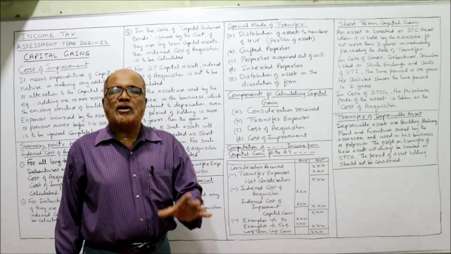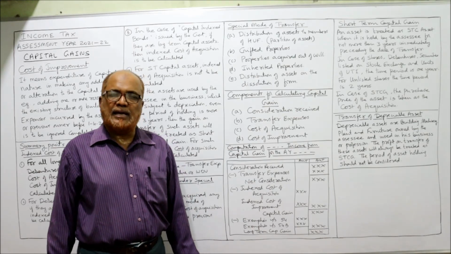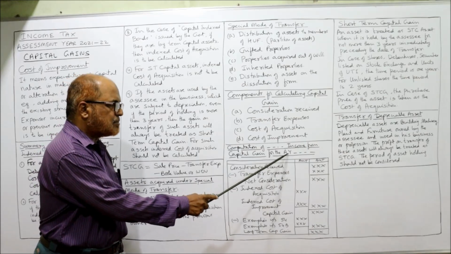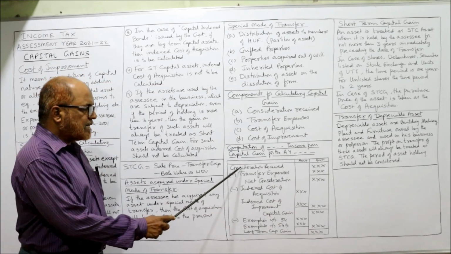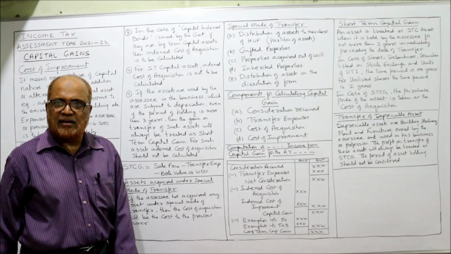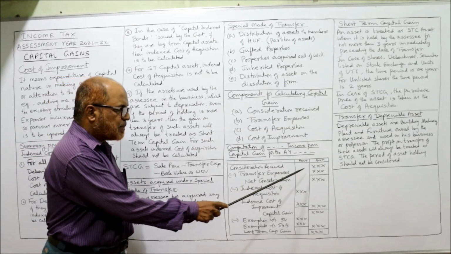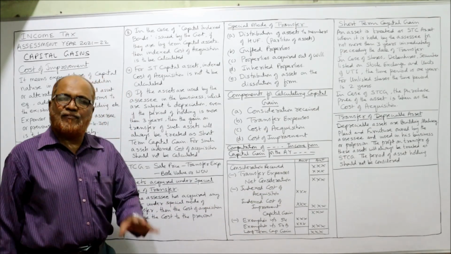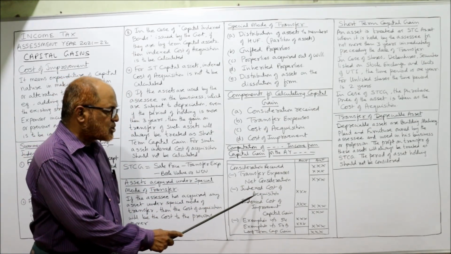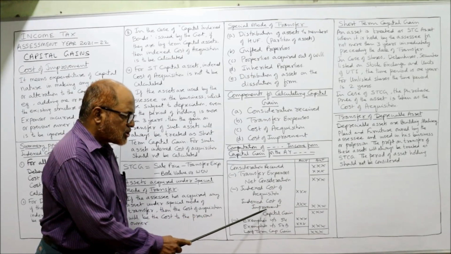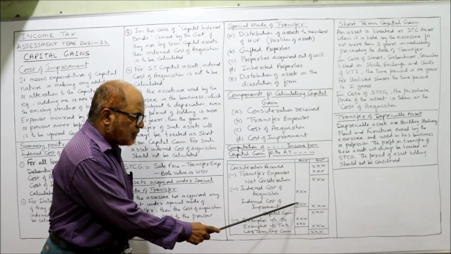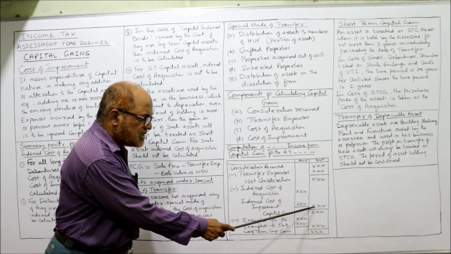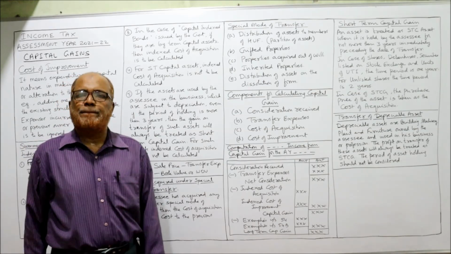Now, what is the format of computing the income from capital gain? This is the format. Computation of income from capital gain for the assessment year. Now, consideration received we will take. From this consideration, transfer expenses we deduct. The net amount is net consideration. From net consideration, we deduct indexed cost of acquisition and indexed cost of improvement. Take the total of these, take it in the outer column, and deduct. Net consideration minus this amount will give the capital gain.